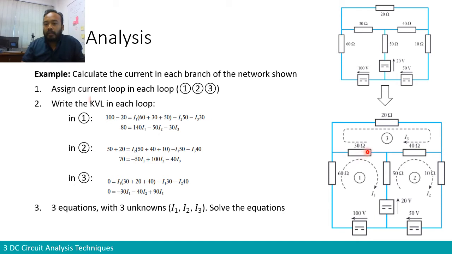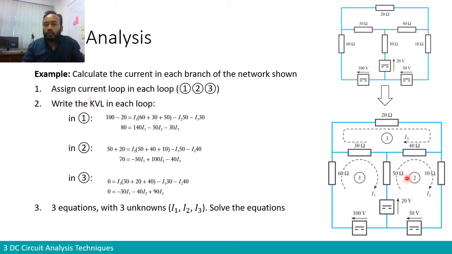You have to remember, when you write the voltage on a resistor that is in between the 2 loops, you have to include the current of the loop that you're writing in, minus the current of the loop that is adjacent to it, right? So we have this KVL. When you simplify everything, you get 80 equals 140 I1 minus 50 I2 minus 30 I3.